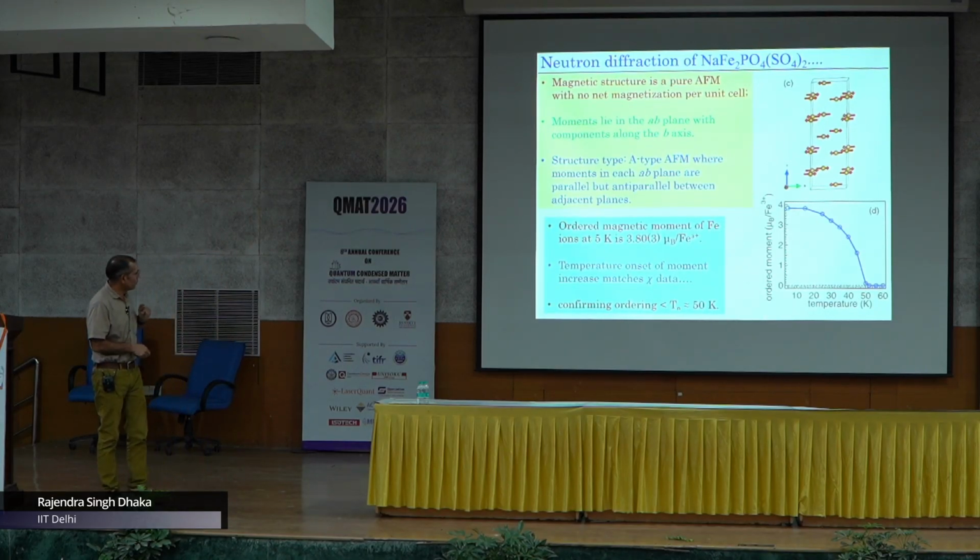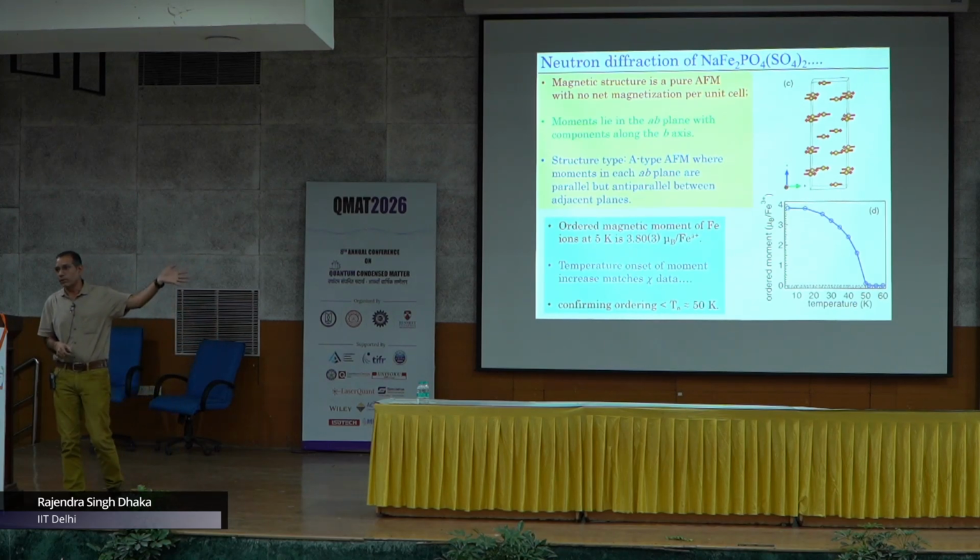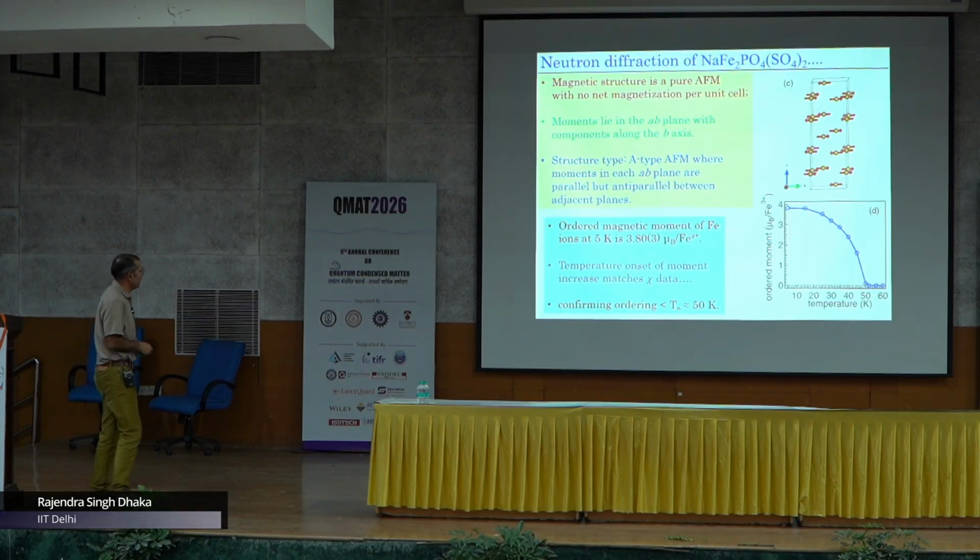Okay. So, if you look at the order parameter from here as a function of temperature, it changes exactly at the 50 Kelvin where we saw the transition in magnetization. And then of course, the ordered magnetic moment from the neutron that we got at 5 Kelvin is 3.8, and the effective moment that we got from magnetization was also 3.9, which is very much in agreement.